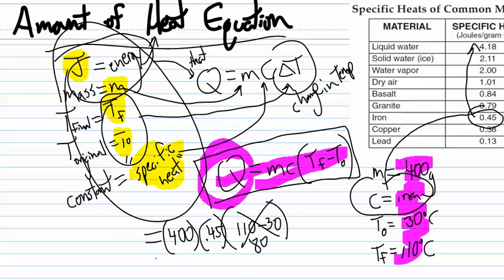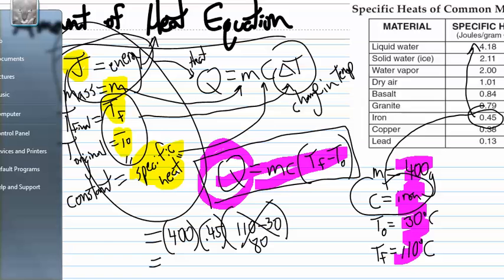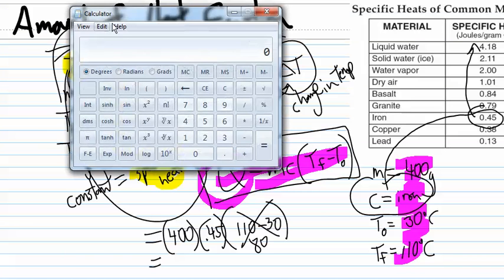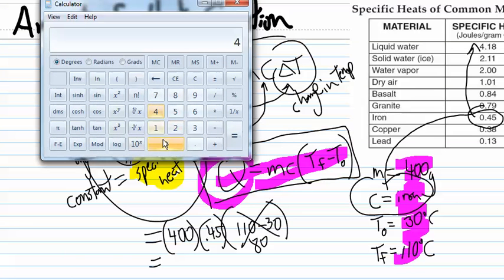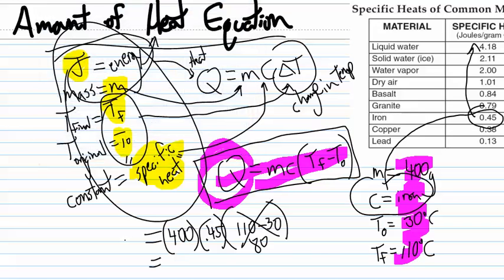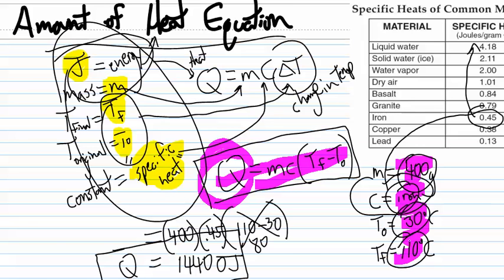All right, so basically, on a calculator, all I have to do is go 400 times 0.45 times 80, and I get 14,400. Okay, so 14,400, and that is joules. So that's how much heat. It takes this many joules of heat to heat 400 grams of iron from 30 degrees up to 110 degrees.